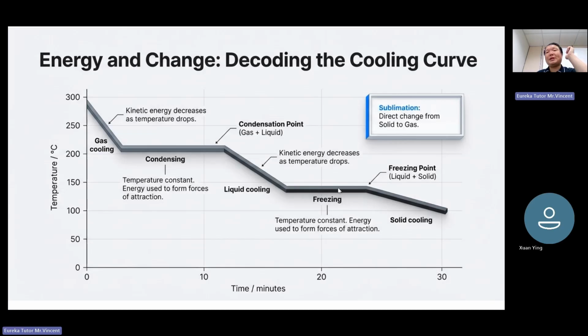Come to the freezing. Temperature is constant again, so energy is used to form the forces of attraction, telling us the potential energy is changing in this stage. Then this point is the freezing point, liquid and solid together. Then all the way down, it becomes solid cooling.